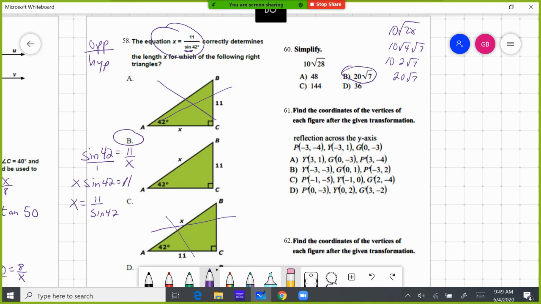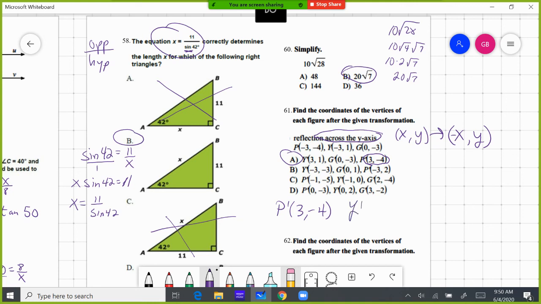61. Find the coordinates of the vertices of each figure after the given transformation. Reflection across the y-axis. So reflection across the y-axis, the only thing you change is the x. The x becomes the opposite of whatever it was. So for p prime, instead of -3, -4, it would be +3, -4. And then we look in the answer choices, we see it here. And we don't see it in the other ones. So yeah, it would be A.